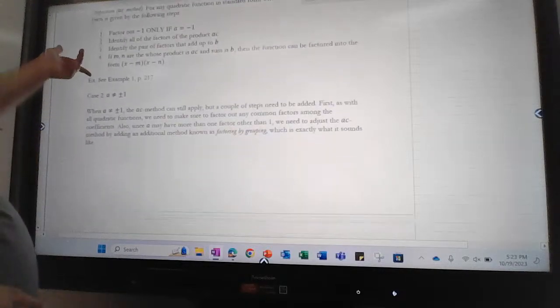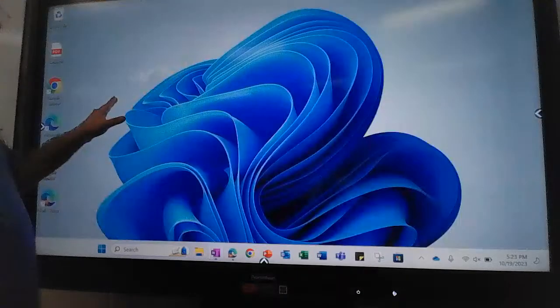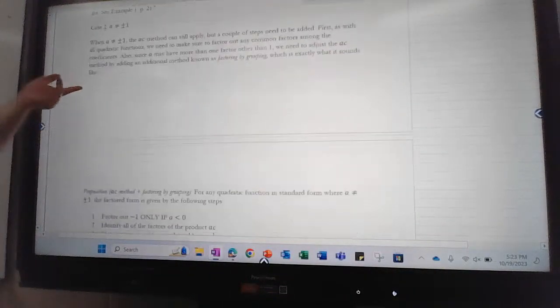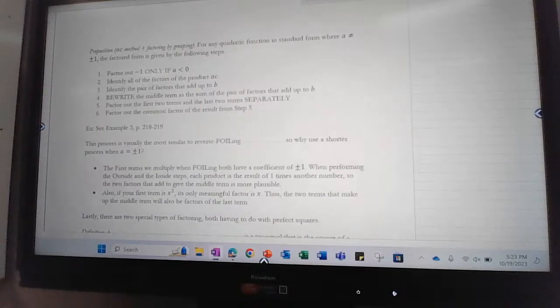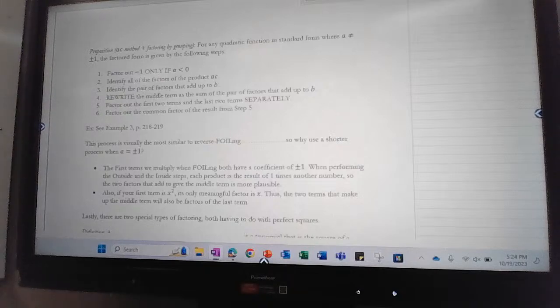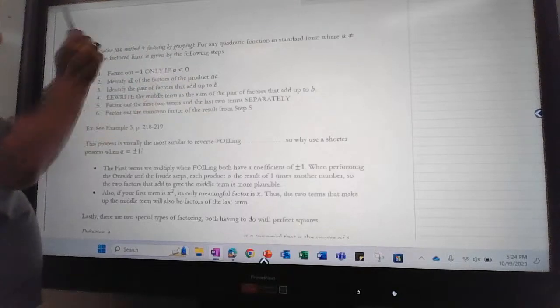Now, let's suppose that my a is not positive or negative 1. The AC method can still work, but we have to add a few steps. We're adding a process known as factoring by grouping, which is pretty much exactly what it sounds like. We're going to factor groups of terms here. So again, just like before, you want to factor out negative 1 only if a is negative. Now, obviously, you want to try to factor out any other common factors, but these steps are assuming that you can't. So again, a times c, find the factors of the product that add up to b.